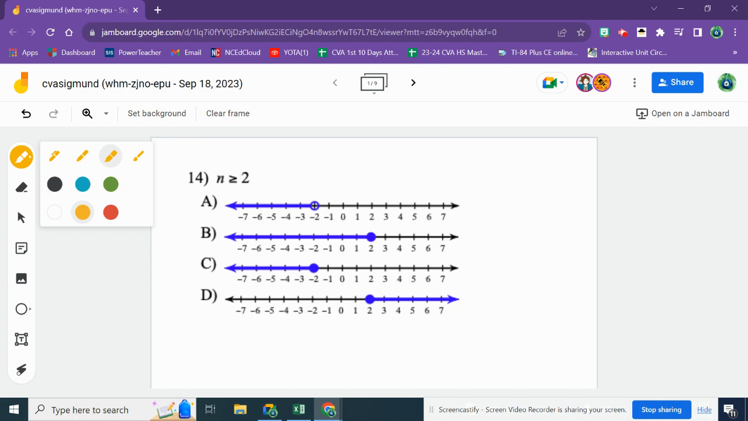Because of that equal to right there, we know that A cannot be it, because that is an open circle, right? That can't have an equal to mark. It has to be a solid circle once there's an equal to. This is n is greater than.